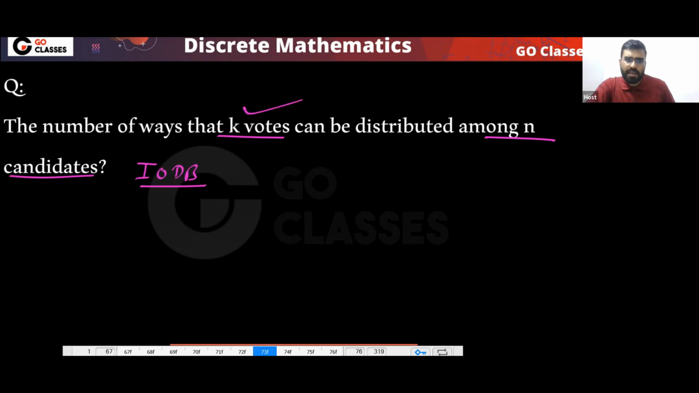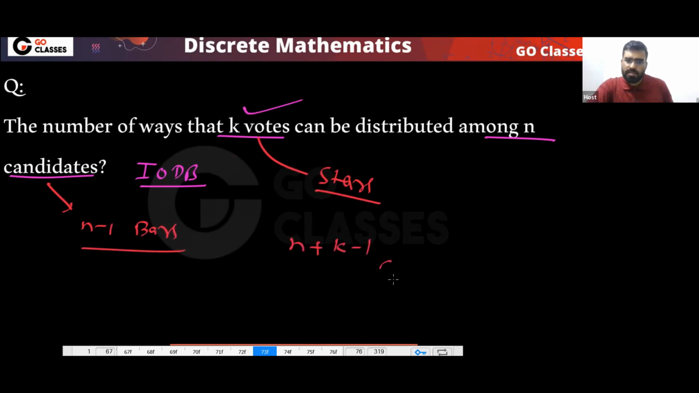So total k identical objects you have. These will be your stars, and these will be n minus 1 bars. So this is your IODB problem. The answer will be n plus k minus 1 C k.